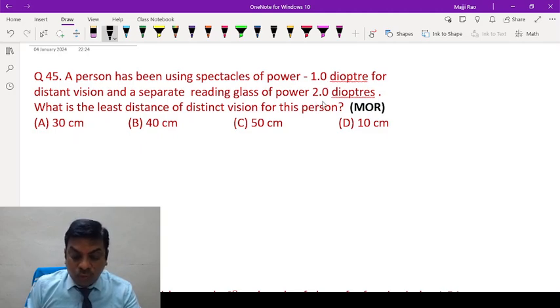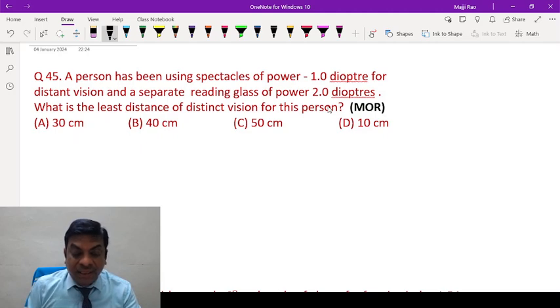Now coming to this 2 diopter, this is a convex lens because power is positive, and a convex lens is used to rectify far-sightedness. That is, the person is not able to see near objects. Unlike a normal person whose distance of distinct vision is 25 cm, here it must be beyond 25 cm. That is the reason why he is forced to use a convex lens.